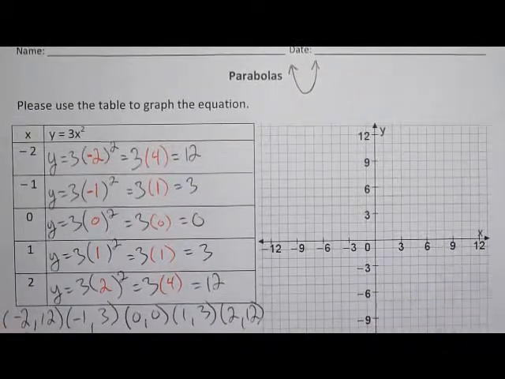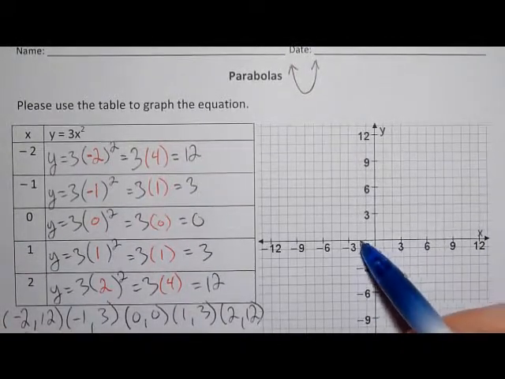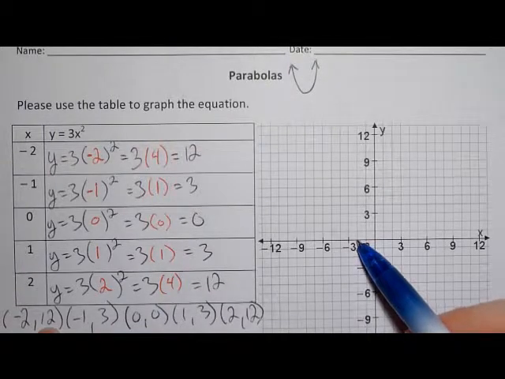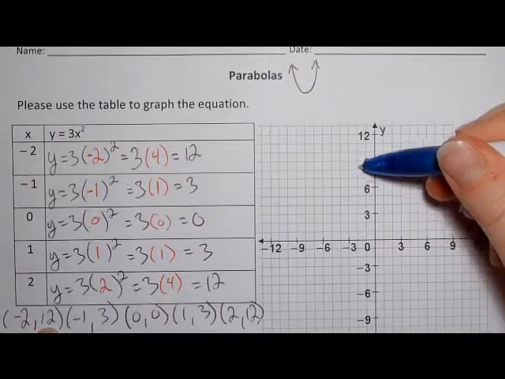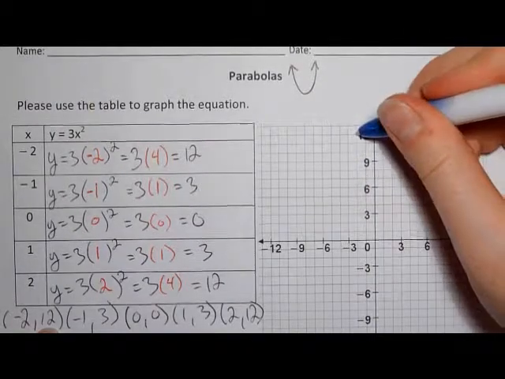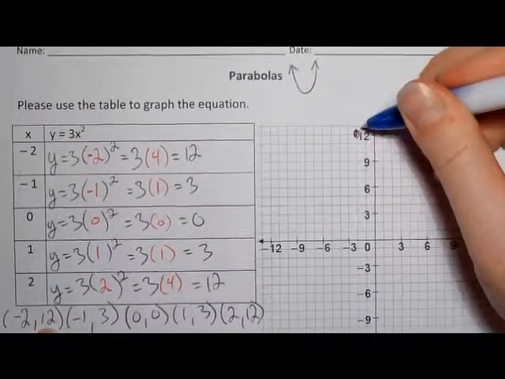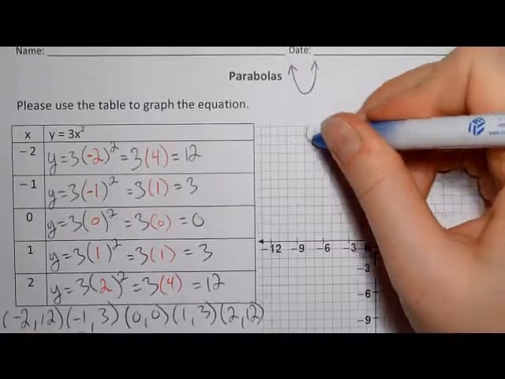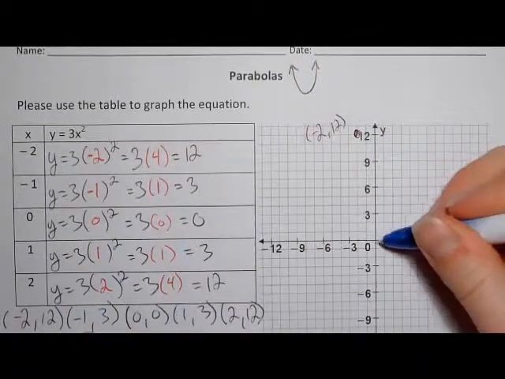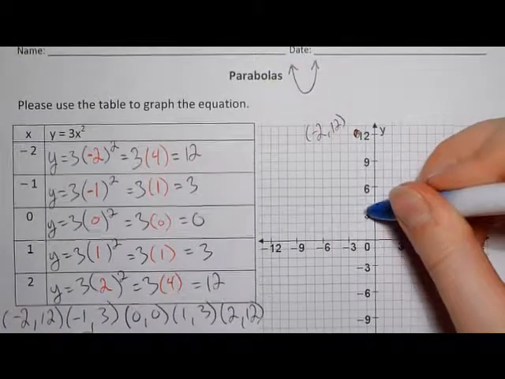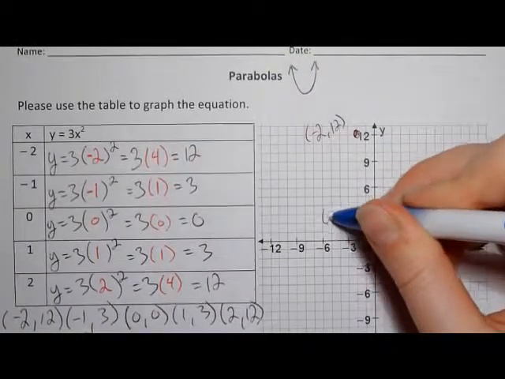So I'm going to find -2 on my x-axis, -1, -2, and I'm going to count up 12. 1, 2, 3, 4, 5, 6, 7, 8, 9, 10, 11, 12. Put my point. I'm going to find -1. I'm going to label it. -2, comma 12. -1 and +3, so I go over -1, up 3. I'm going to label it.